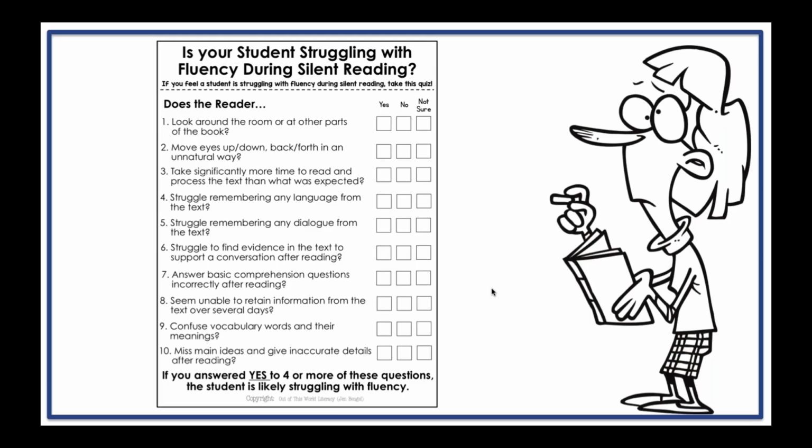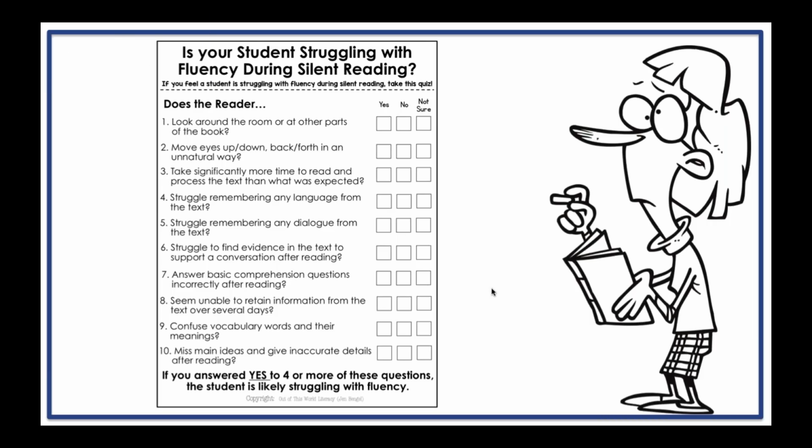If they answer basic comprehension questions wrong after reading, like they don't remember who the main character was, or they make up an event that didn't even happen, or it's incorrectly retold, those are signs that they're struggling with fluency because they are having to spend so much time decoding that they can't think about the comprehension as much in the text.